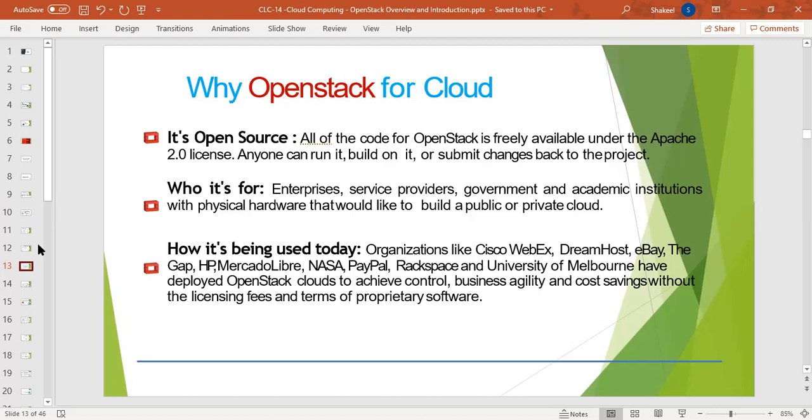How is it being used today? Organizations like Cisco, WebEx, DreamHost, eBay, The Gap, HP, NASA, PayPal, Rackspace, and the University of Melbourne have deployed OpenStack clouds to achieve control, business agility, and cost savings without the licensing fee of proprietary software.